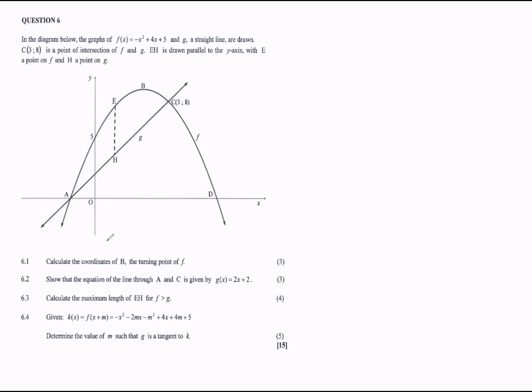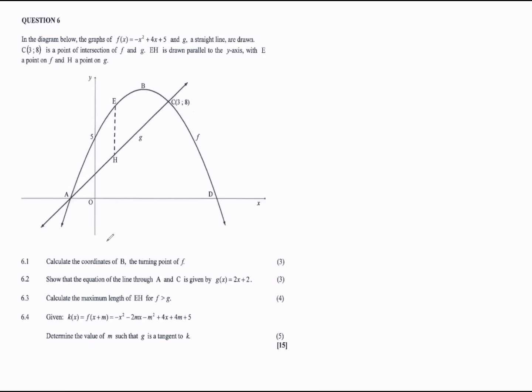Okay, then given k of x is equals to f of x plus m is equals to negative x cubed minus 2mx minus m squared plus 4x plus 4m plus 5. Determine the value of m such that g is a tangent to k. Such that g is a tangent to k, right?